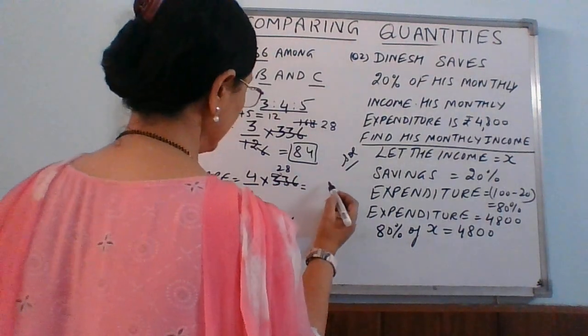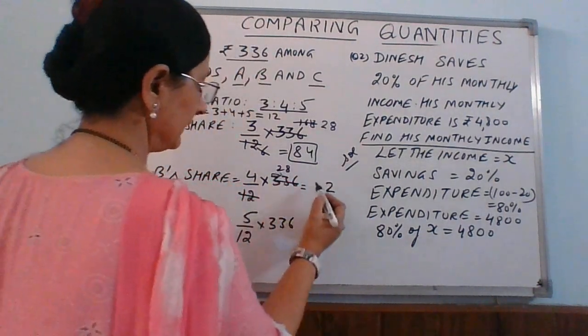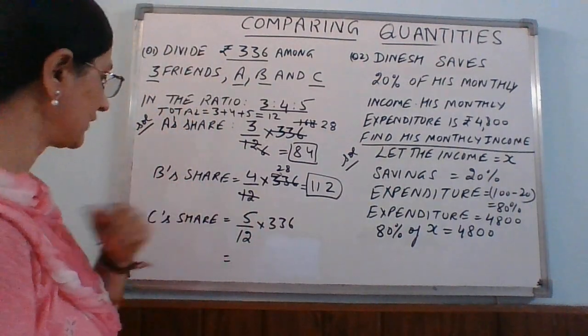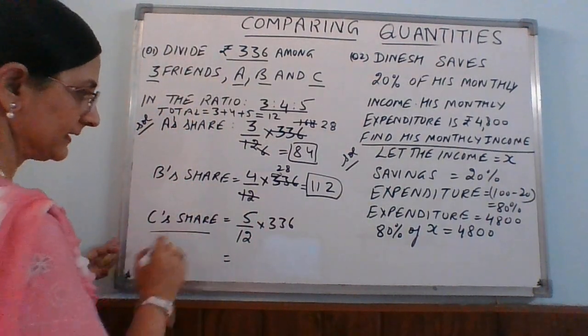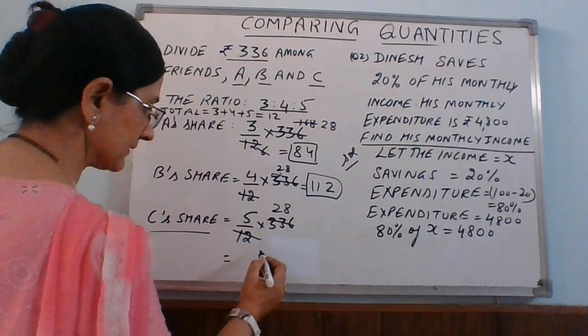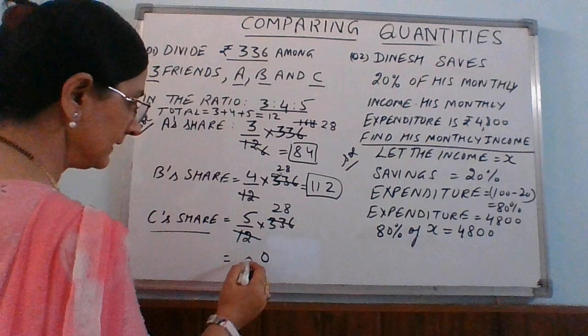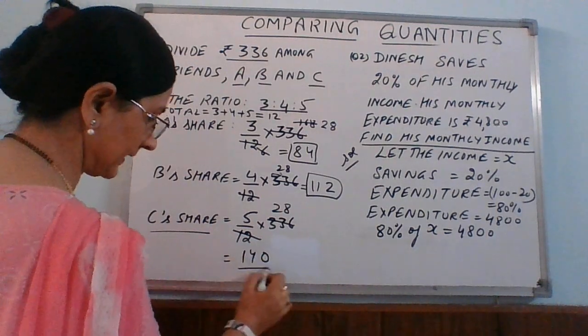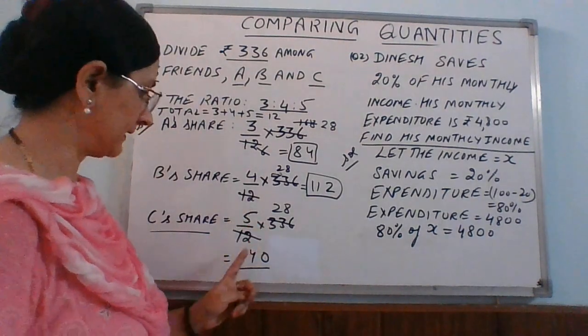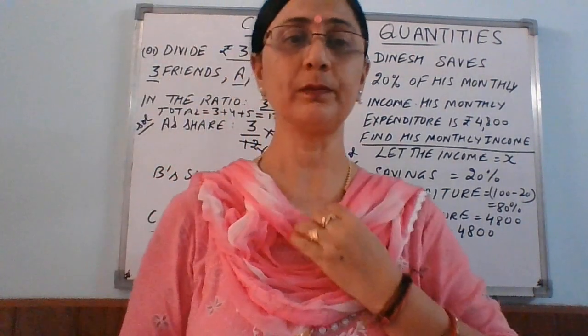4 8s are 32, 3, 4 2s are 8, 11. So this will be the share of B's, right? B's share, right? So C will be getting the share. Here it's 28 multiplied by 5. 5 8s are 40, 4 5 2s are 10, 140. Right, children? So now here, the answers are 84, 112 and 140. So I hope it's clear.